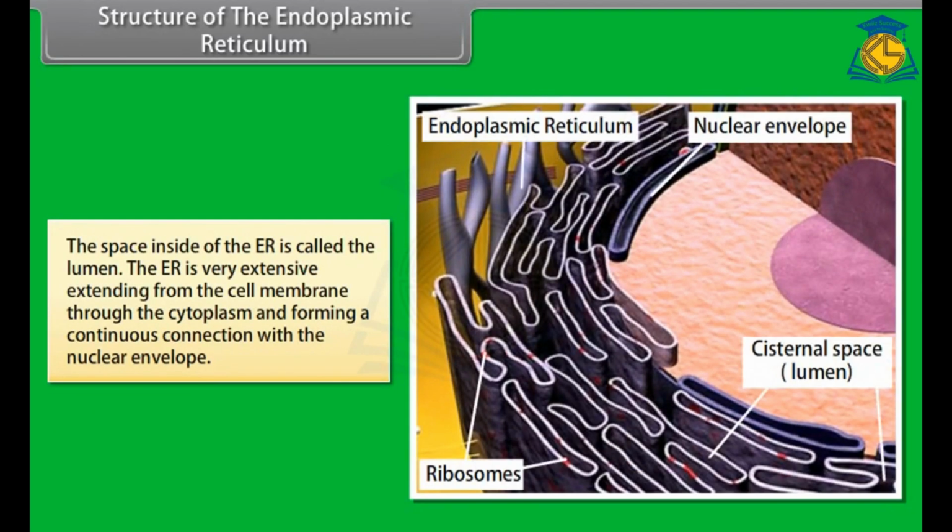The space inside of the ER is called the lumen. The ER is very extensive, extending from the cell membrane through the cytoplasm and forming a continuous connection with the nuclear envelope. Characters of Golgi apparatus.